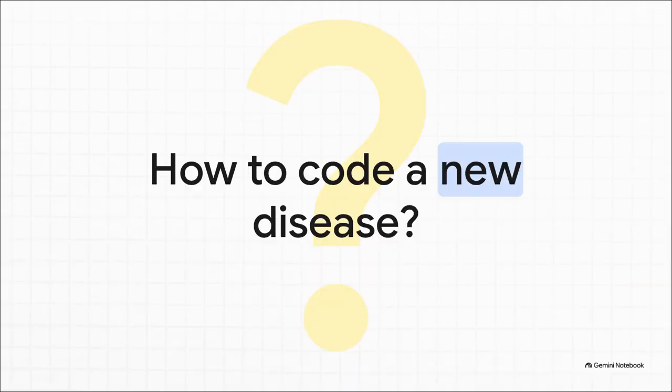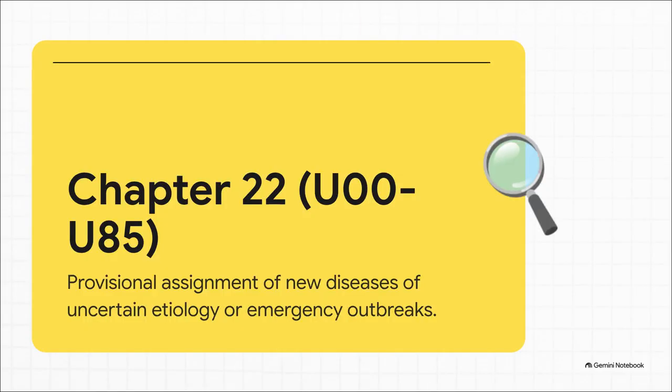So before we get into the heavy technical guidelines, I want you to think about this for a second. How exactly do you code a disease that literally didn't even exist yesterday? Imagine trying to categorize a brand new global crisis with yesterday's dictionary. When a sudden, completely unpredictable emergency strikes, how does the World Health Organization handle that massive influx of data using the CMS guidelines? The answer is that they need a highly adaptable, specialized section of the codebook ready to go at a moment's notice. And that, my friends, gives us Chapter 22.